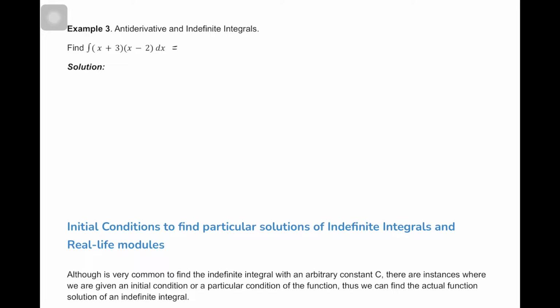So what we're gonna do here is actually use the distribution property. In other words, we're gonna expand this, and this is just algebra, right? Expand, distribution property. So x times x, x squared. x times negative 2 is negative 2x, and then 3 times x is 3x, and then 3 times negative 2 is negative 6 dx, and then x squared plus x minus 6 dx, right?